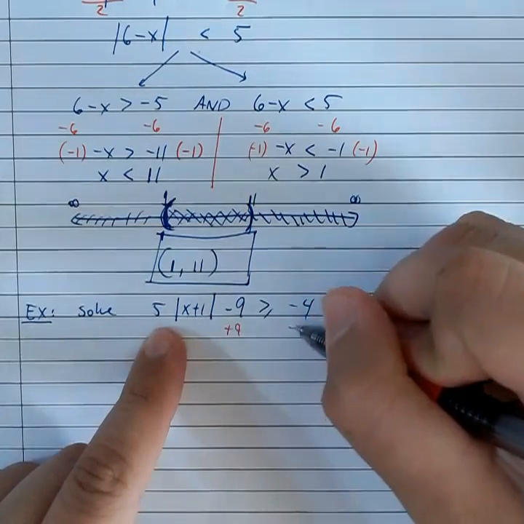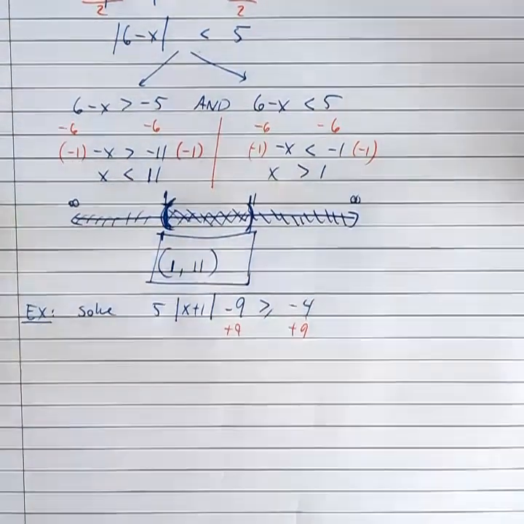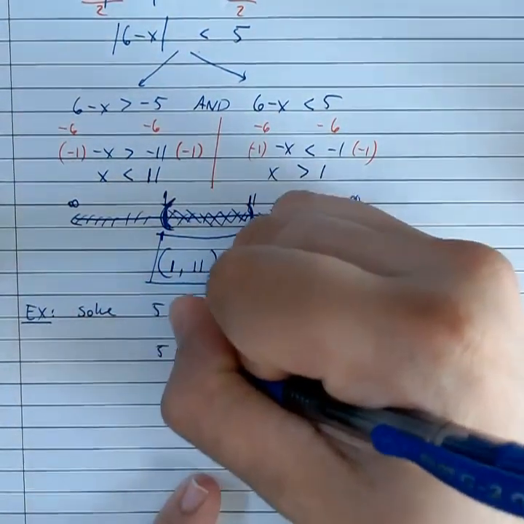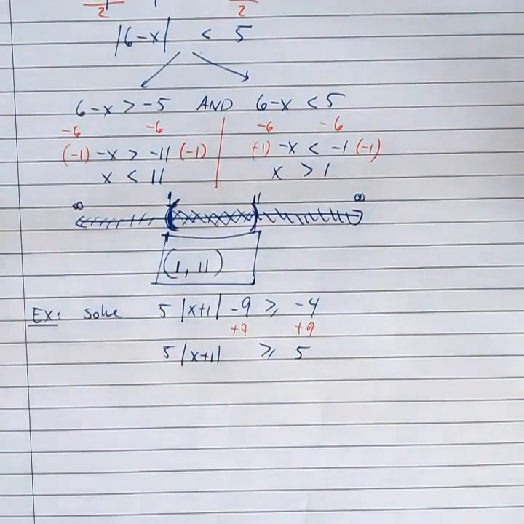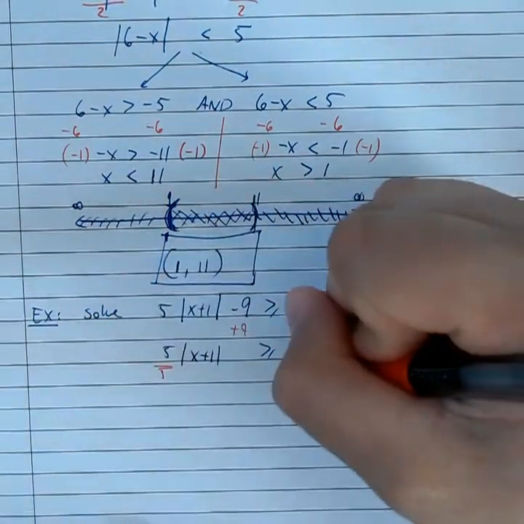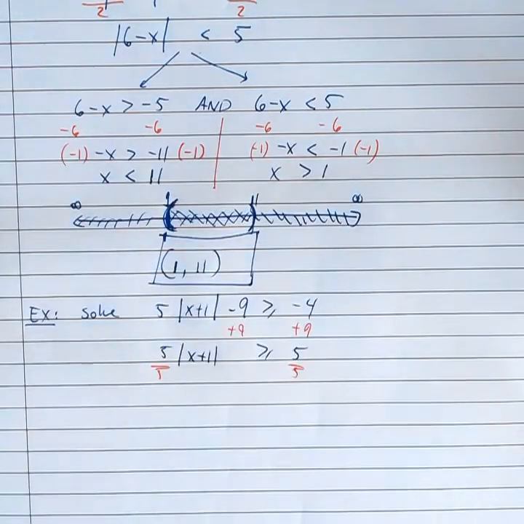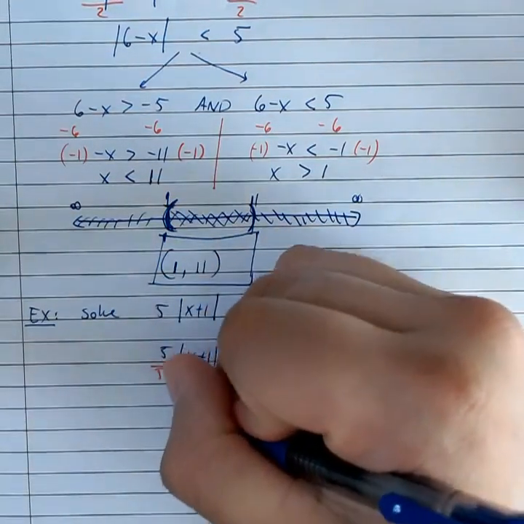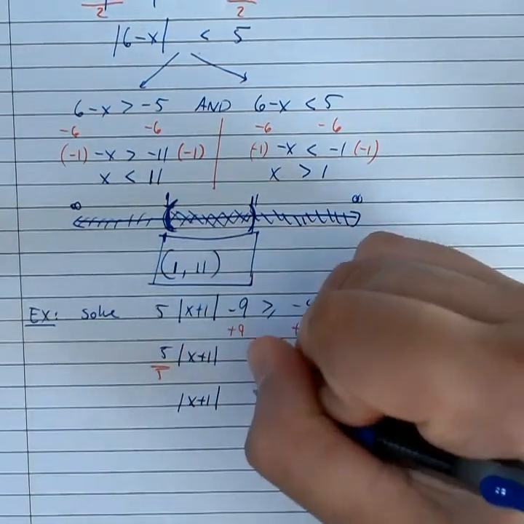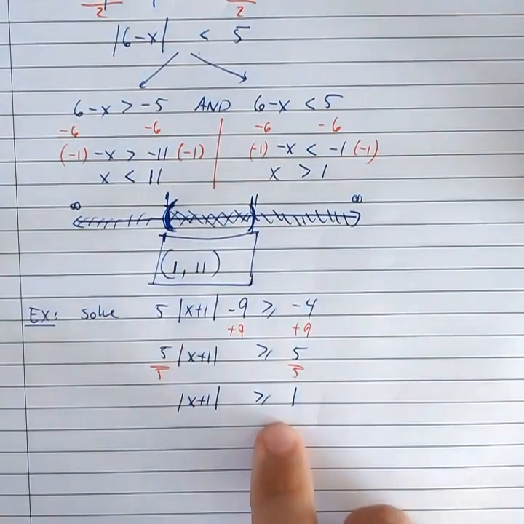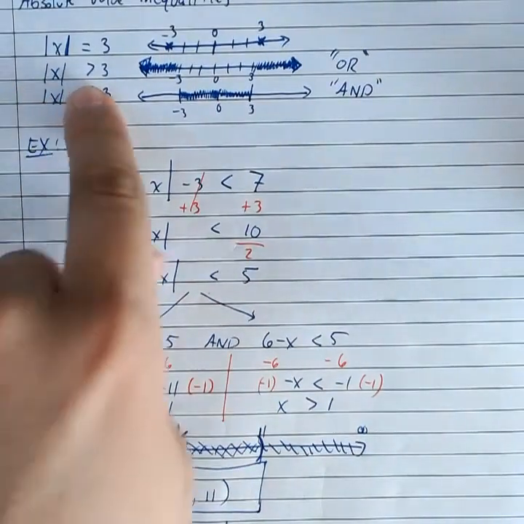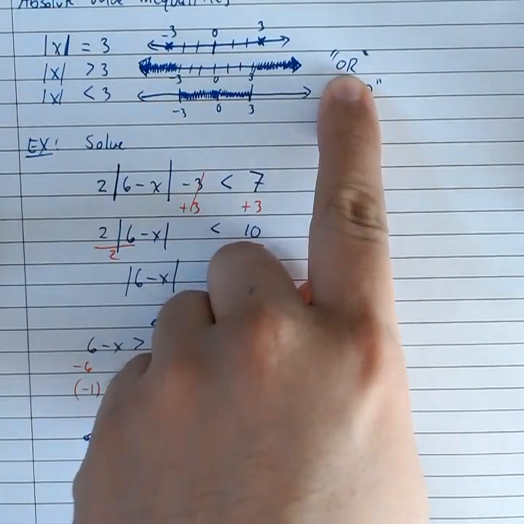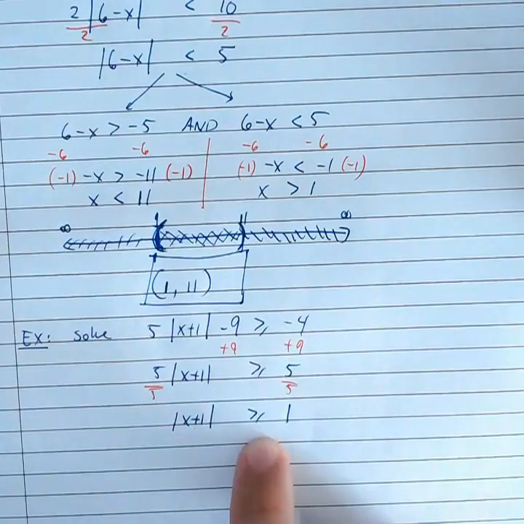So let's add 9 to both sides. That gets us 5 times the absolute value of x plus 1 is greater than or equal to 5. And then if I divide both sides by 5, that'll give me the absolute value of x plus 1 is greater than or equal to 1. Okay, so we have a greater than or equal to, which, like greater than, splits up as an OR statement.